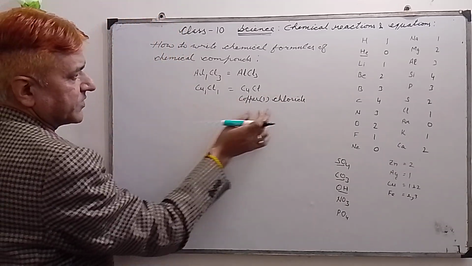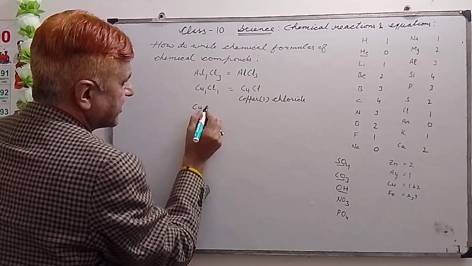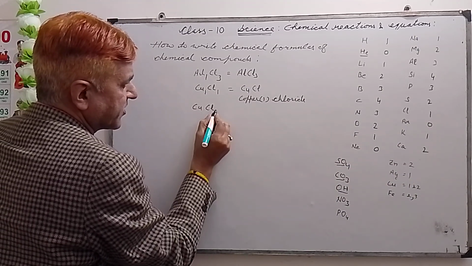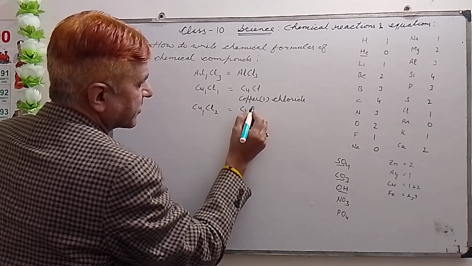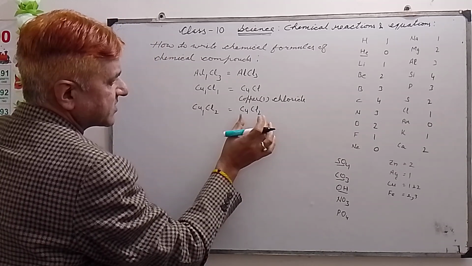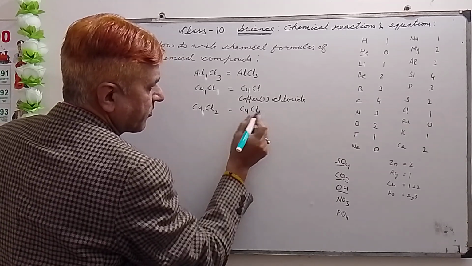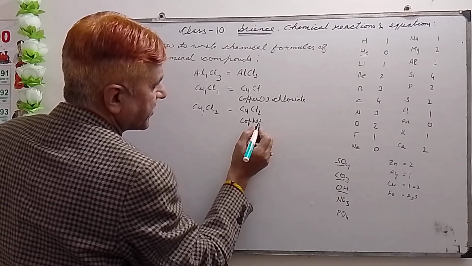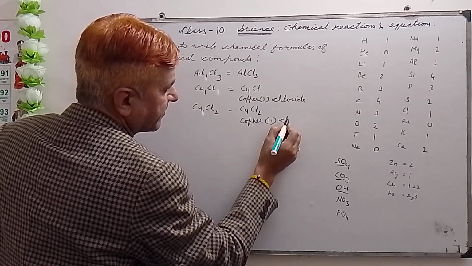And when we take valency 2 of copper, then the formula will be, valency of copper I am taking 2. So here, copper chloride. What is actually the name of this compound? This is copper chloride, but how do you write it? Copper, valency 2, chloride.